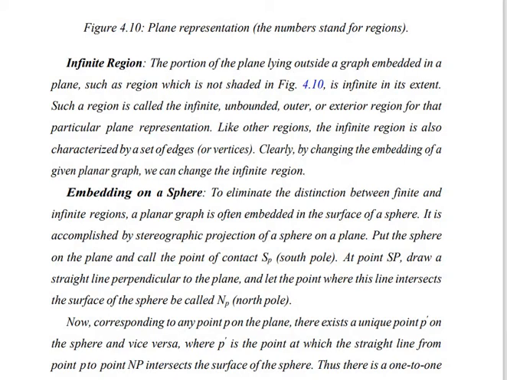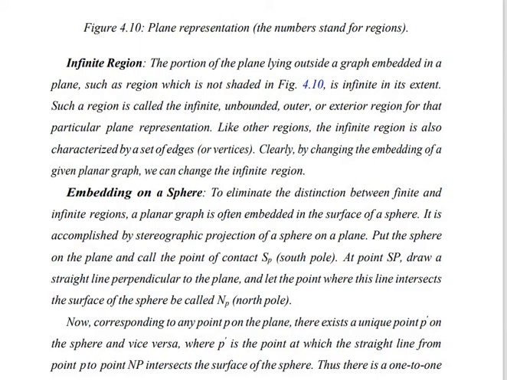To eliminate the distinction between finite and infinite regions, a planar graph is often embedded in the surface of a sphere. It is accomplished by stereographic projection of a sphere on a plane. Put the sphere on the plane and call the point of contact SP, namely South Pole. At point SP, draw a straight line perpendicular to the plane and let the point where this line intersects the surface of the sphere be called NP, namely North Pole.